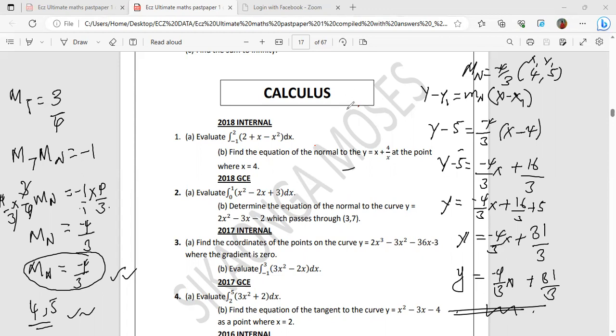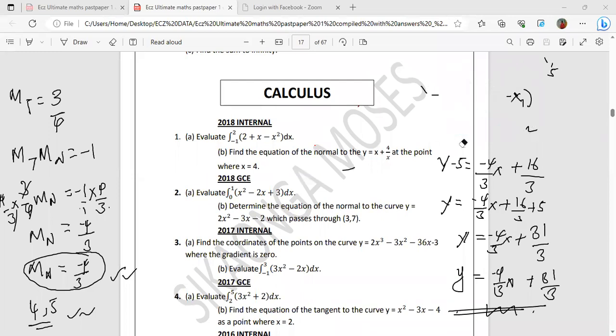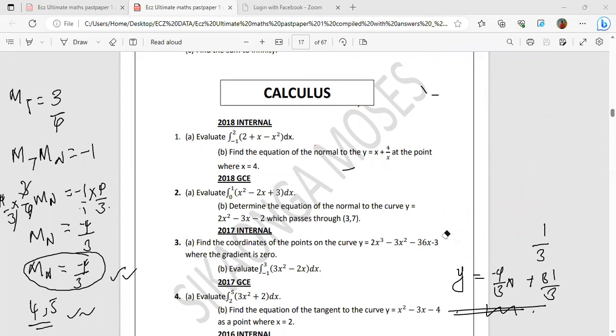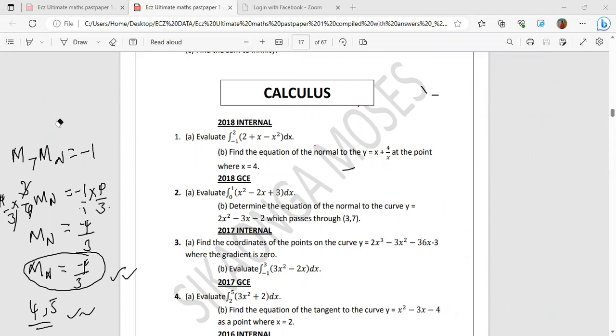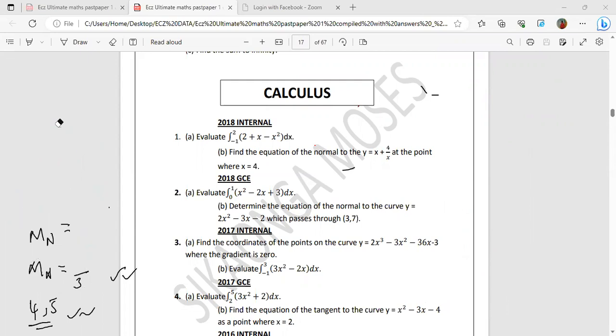So the next question is asking us to evaluate. Evaluate the definite integral there. But before I solve this one, just pause the video and see what you are going to do. And then after that, you compare with whatever I'm going to get.